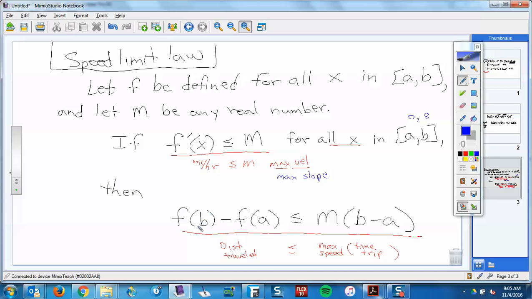So now what's f of b? That's the y value of the endpoint, right? So this is the y value at the end. And what's f of a? The y value at the start. A is the start, B is the end, right? So this is the y value at the end minus the y value at the beginning. What does that tell you when you subtract those? 12.